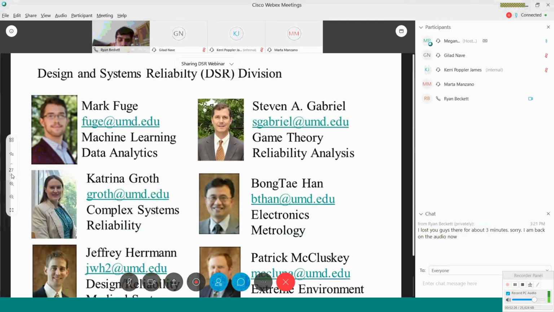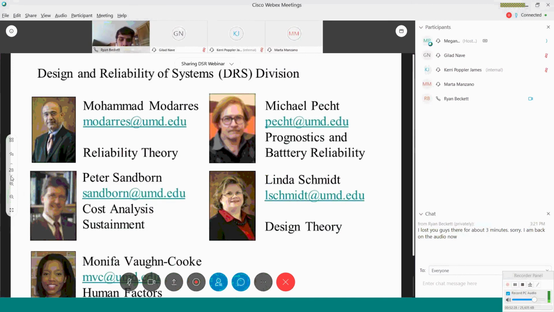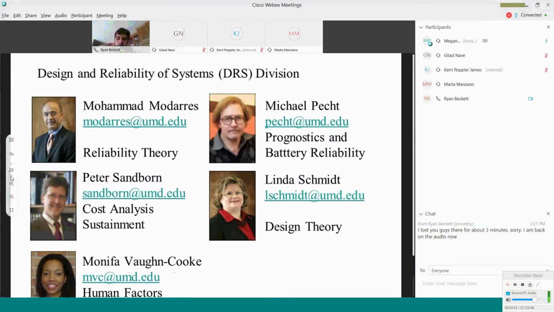And finally, we have Professor Modaris, who specializes in reliability theory, Professor Peck, who's involved in prognostics and battery reliability, Dr. Sanborn does our cost analysis and our long-term sustainment systems, Linda Schmidt's looking a lot at how people design and how creativity can be optimized in large group design settings. And finally, Professor Von Cook is involved in human factors and human-machine interaction.